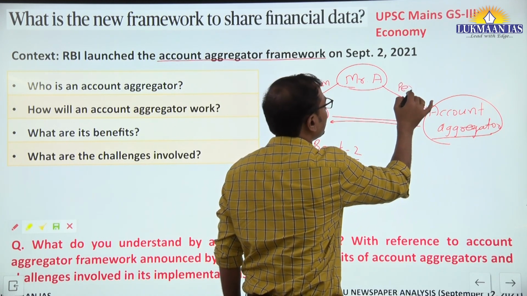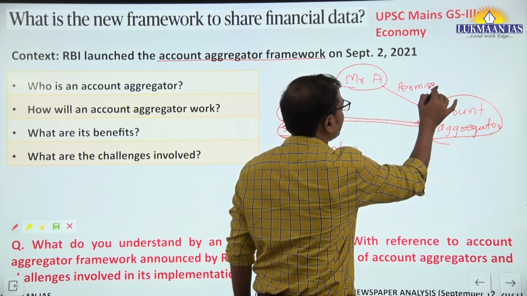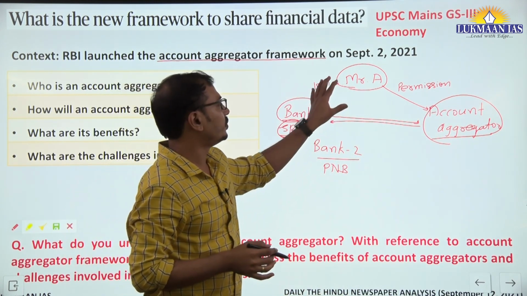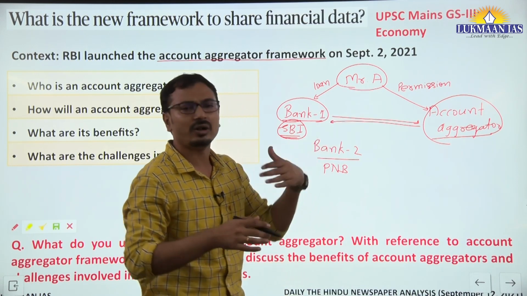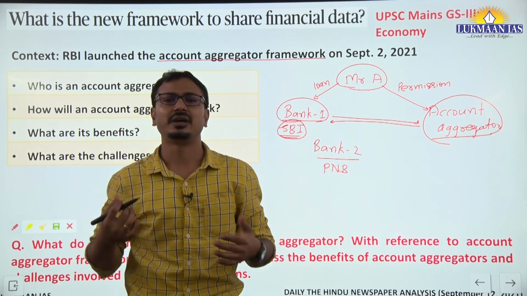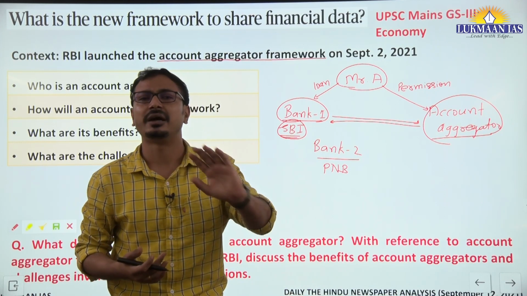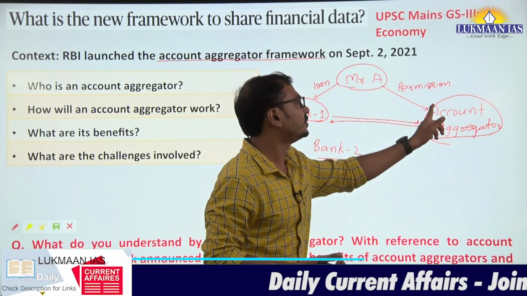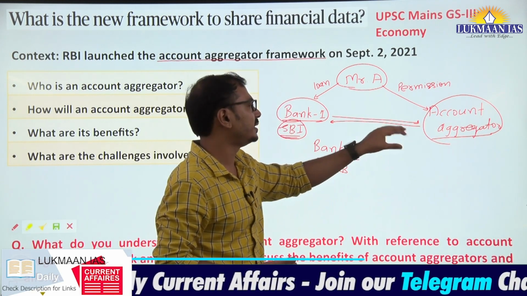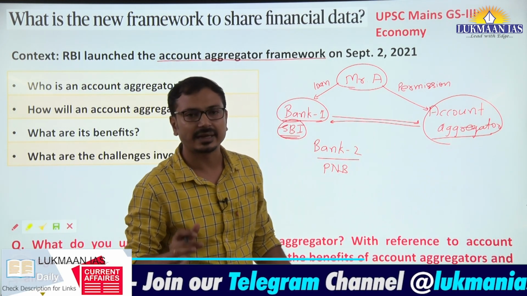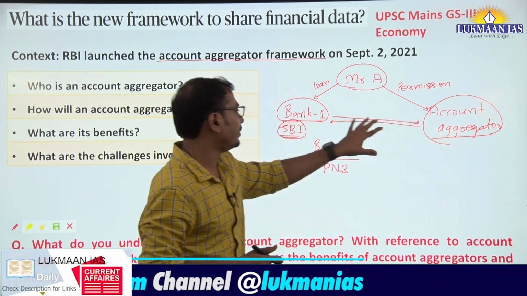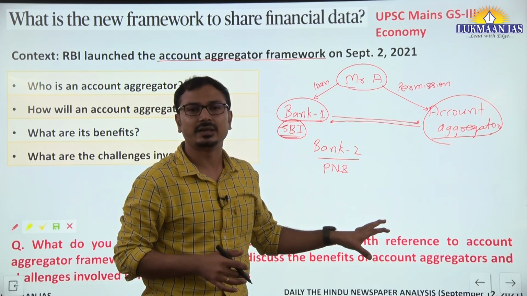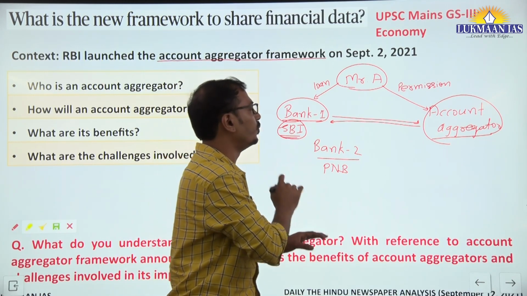When Mr. A gives permission to collect all data related to his finances, all transactions, the earlier loans and their repayments, EMI transactions and their compliance, right? Then the account aggregator will store that data, and whenever required it will provide these services to different banks, right? So this is how it is going to work.